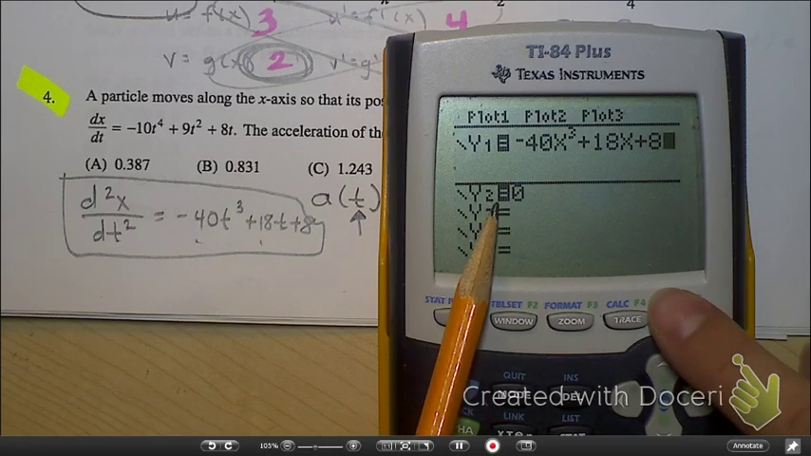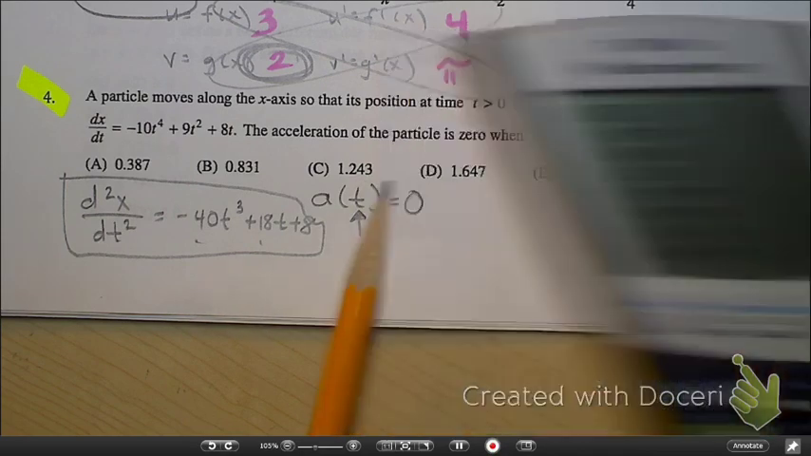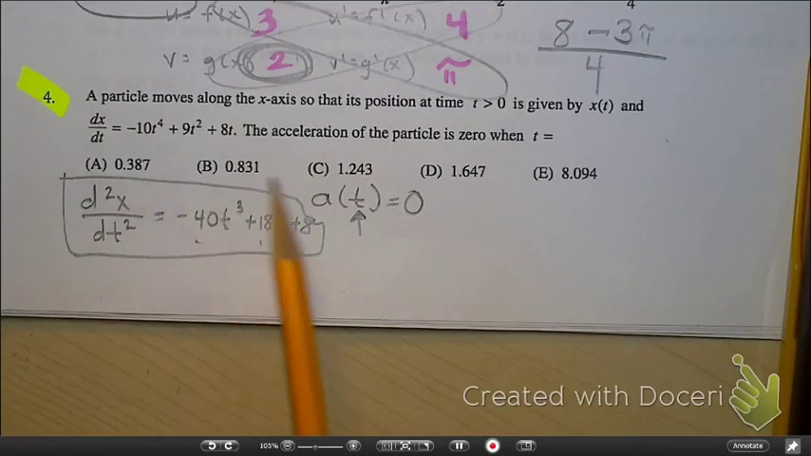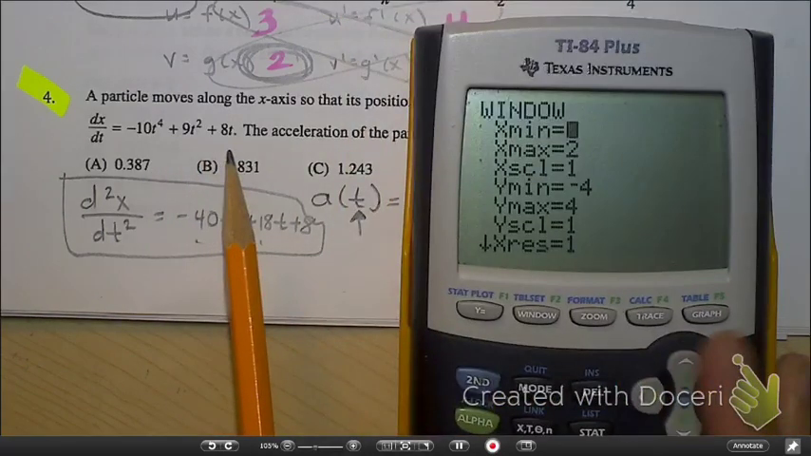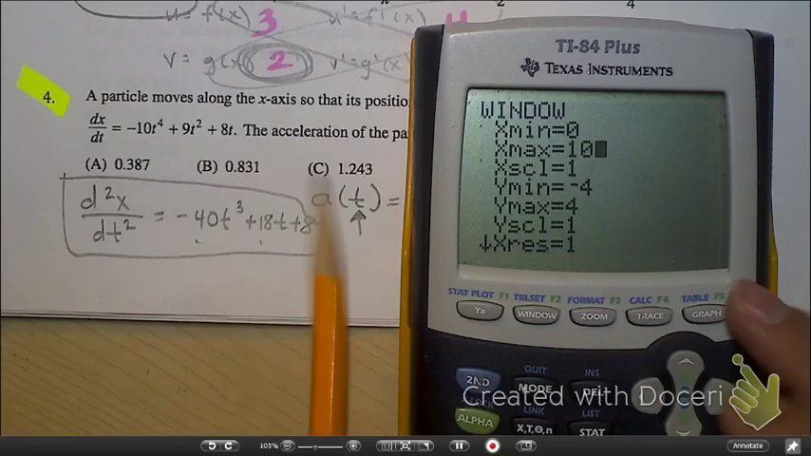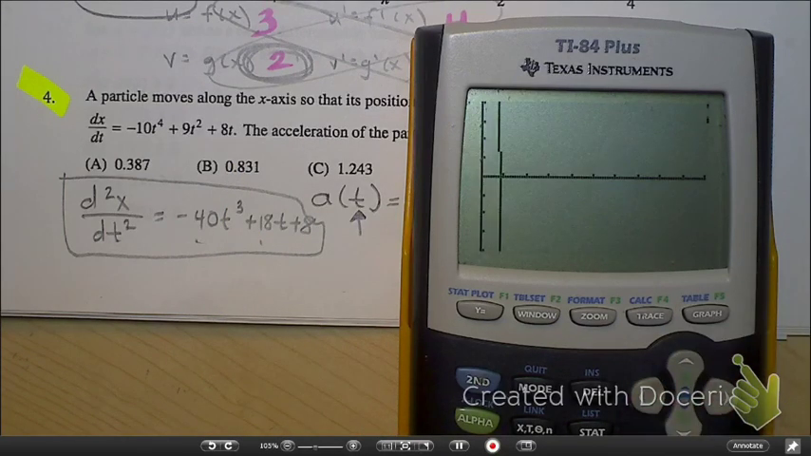So I'm going to go to the graph. Let me make sure my window looks good. I'm going to change my window. If you're curious, by the way, about what x values you need, look at the answer choices. The answer choices go from 0 all the way up to about 10. So I'm going to make my x values go from 0 up to about 10. I have mine at -4 to +4, but I probably don't even need that much. I just want to know where it intersects the x-axis. I want to know where acceleration is 0.